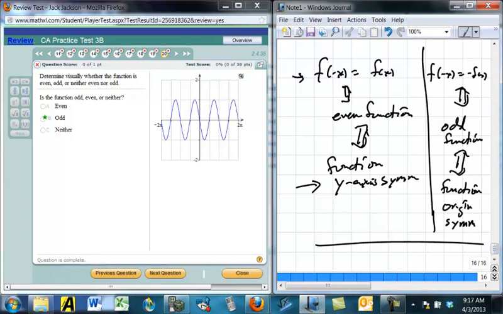It does, however, have origin symmetry. If you rotate this part around, it'll match that, and this part will come back around to match that, and so forth. So it does have origin symmetry, so it is odd, and it is a function, of course, so it's an odd function.